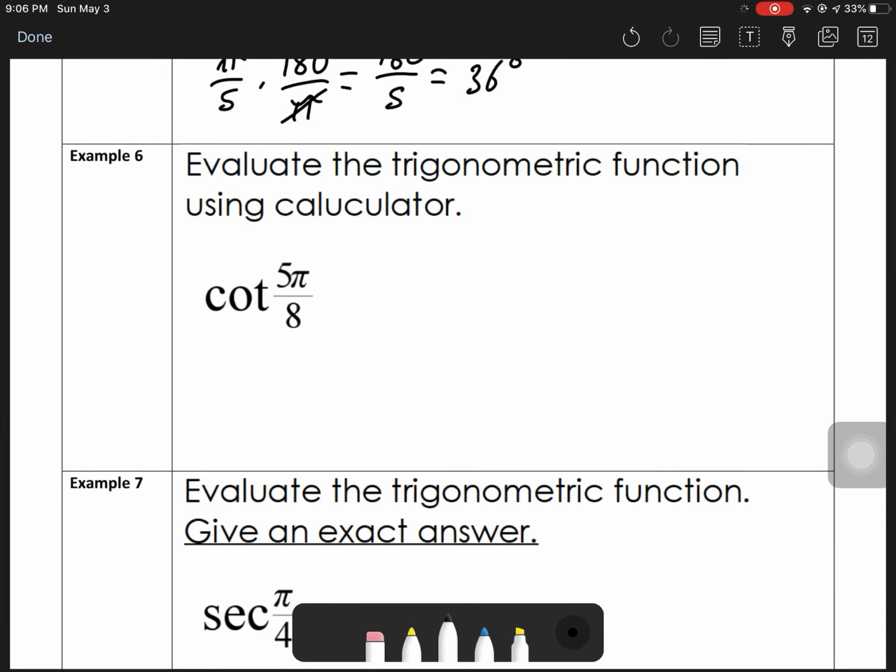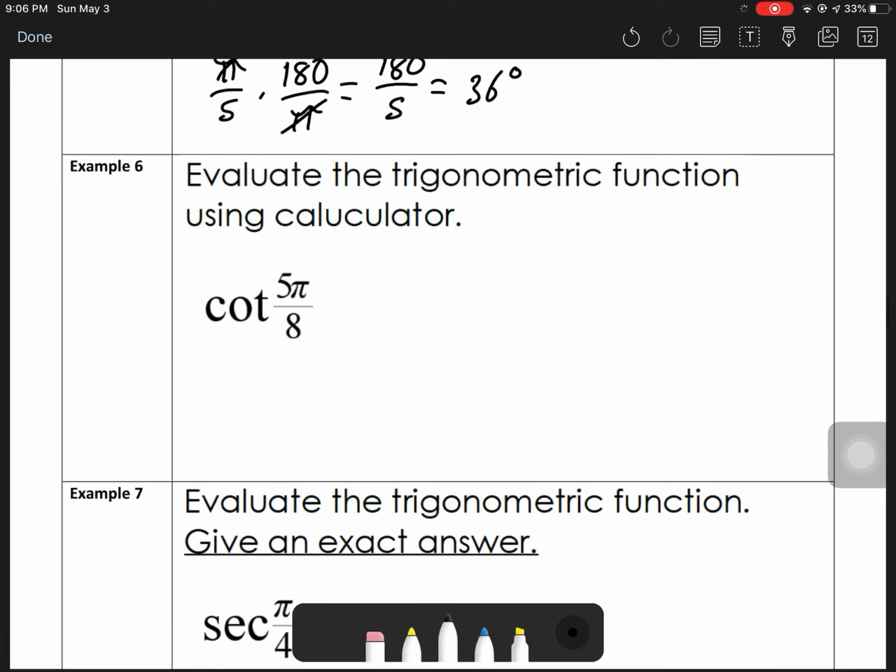So number 6, evaluate the trig function using a calculator. So another one here, cotangent of 5 pi over 8. Let's go ahead and figure out what 5 pi over 8 is. So we're going to take it times 180 over pi. Pi's are going to go away. 5 times 180 should be 900. But when you divide that by 8, you get 112.5. So that's not a nice number that we could use for a special right triangle. So this one, again, we're going to need our calculator.